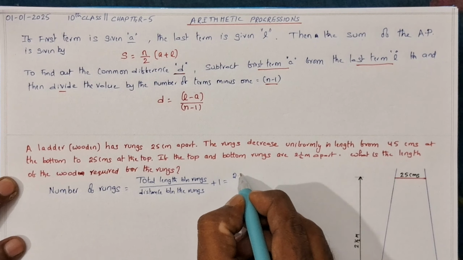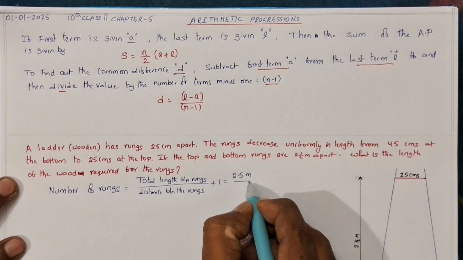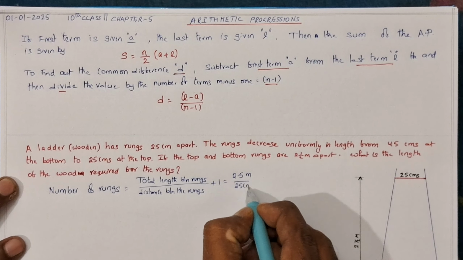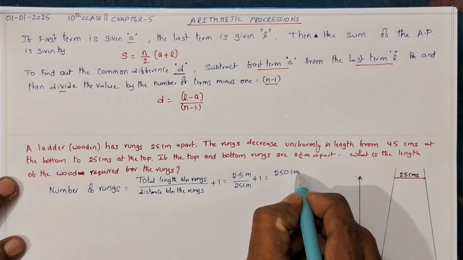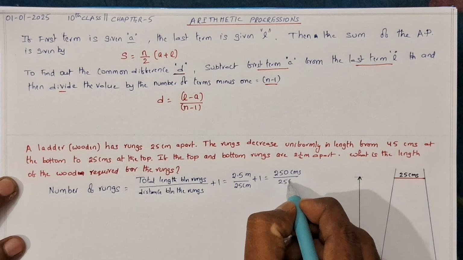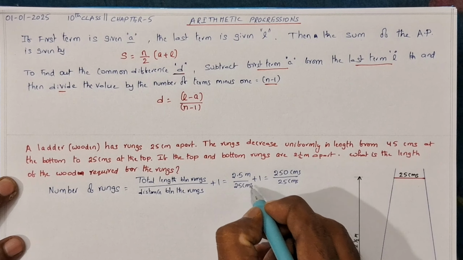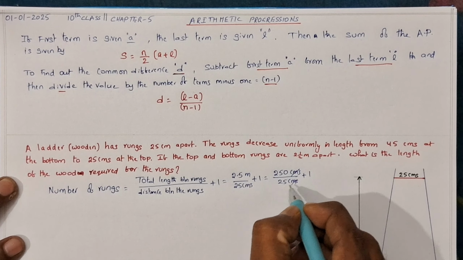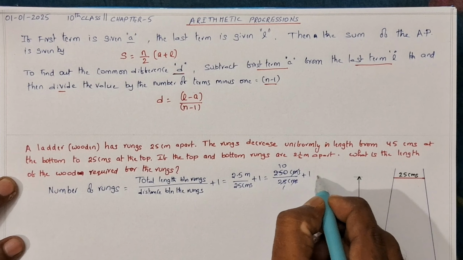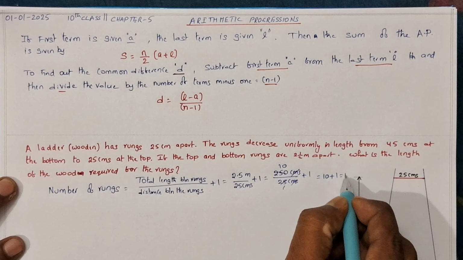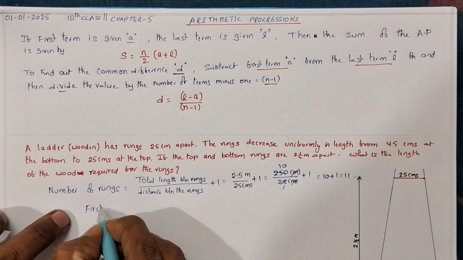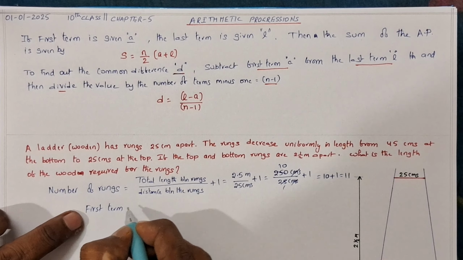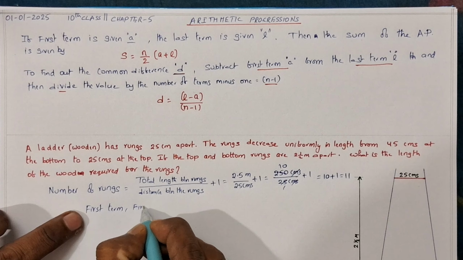Total length between the rungs is 2.5 meters divided by 25 centimeters plus 1, that is equal to 250 centimeters divided by 25 centimeters plus 1. 25 ones, 25 tens. So 10 plus 1 is equal to 11. First term or first rung.